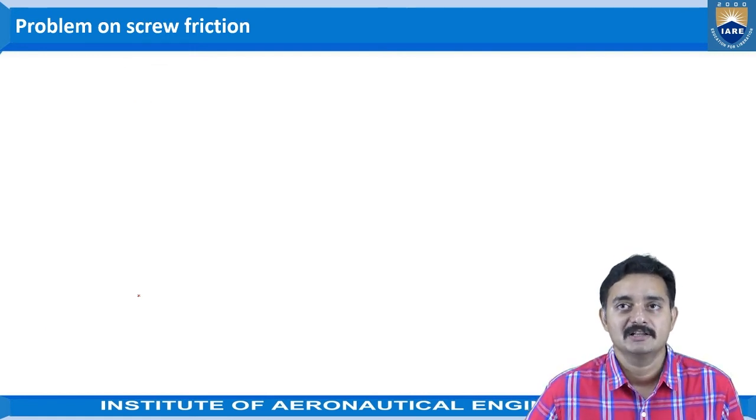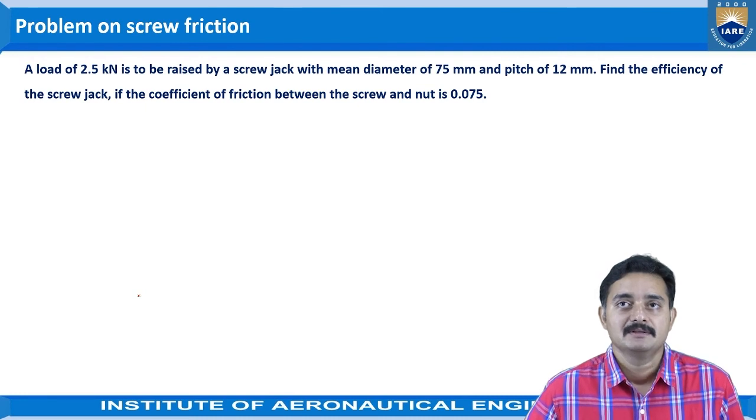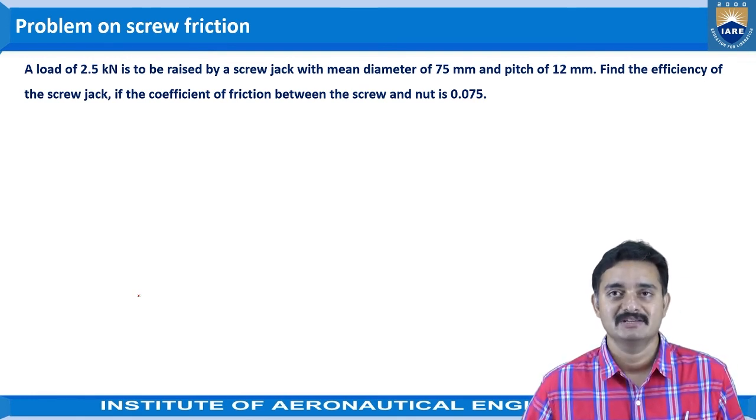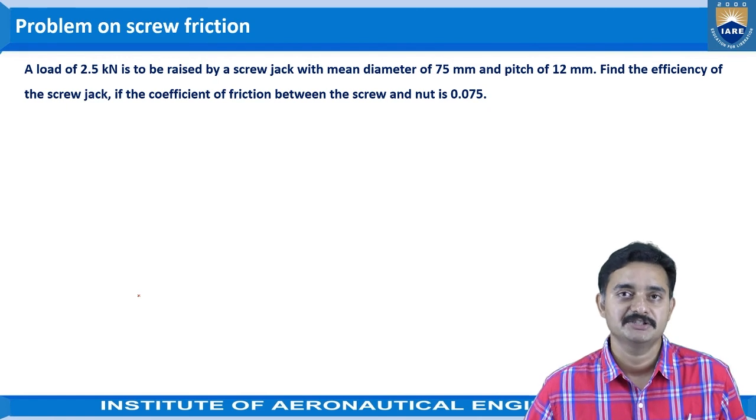Now let us do another problem on this friction, screw friction. A load of 2.5 kilonewton is to be raised by a screw jack with mean diameter of 75 millimeter and pitch of 12 millimeter. Find the efficiency of the screw jack if the coefficient of friction between the screw and nut is 0.075. This is the question given.